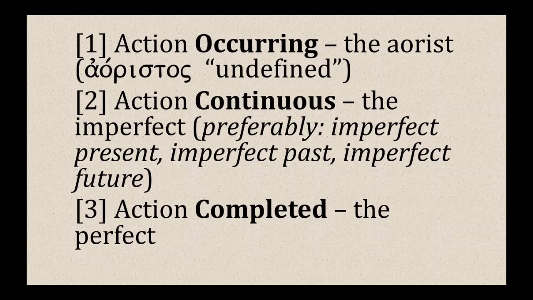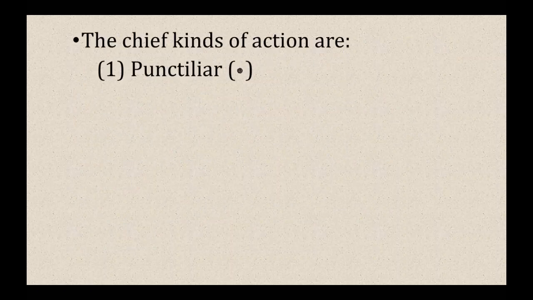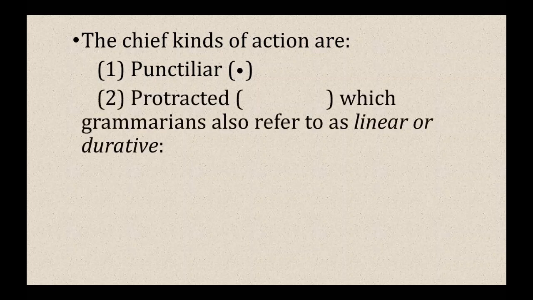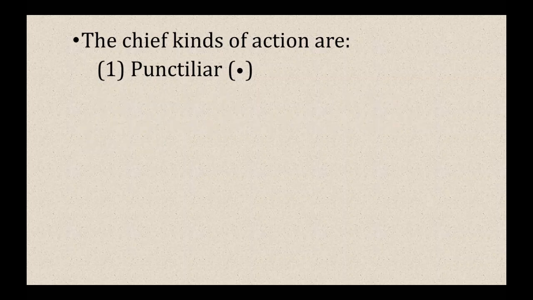If we want to visualize it, punctiliar is just a dot, right? A statement of fact. Again, it can take a whole series of actions that were involved in this one thing and state it as a fact, and use the aorist to do that. And so when you come across these things, stop and ask yourself sometimes why this tense is used instead of that tense, right? Why aorist instead of imperfect?